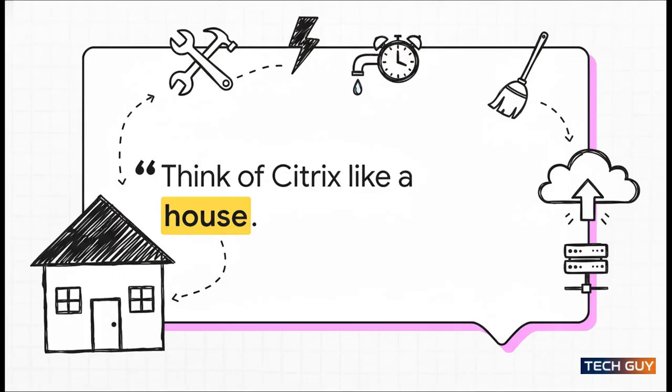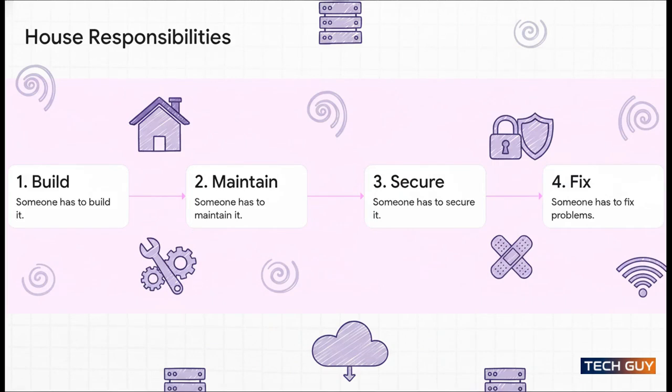Simple as that. And just like any house out there, owning it means there's a list of chores that just have to get done. And look, it doesn't matter if we're talking about a real house made of bricks and wood or a digital one like Citrix, these four jobs always exist. Somebody's got to build it, somebody's got to maintain it, someone has to keep it secure, and yep, somebody's got to fix it when it breaks.